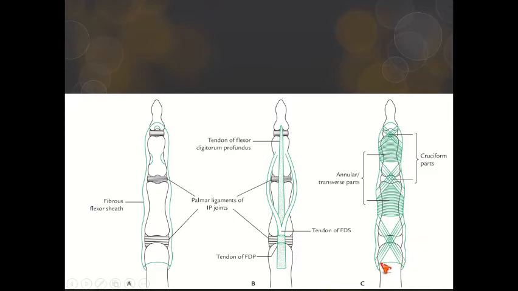First, between the head of the metacarpal and the proximal phalanx, that is the proximal cruciform ligament, then the middle cruciform ligament which is present between proximal phalanx and the middle phalanx, and the distal cruciform part which is present between middle phalanx and the distal phalanx. Okay, these are nothing but cruciform ligaments.